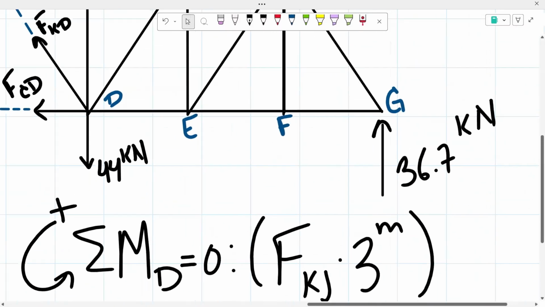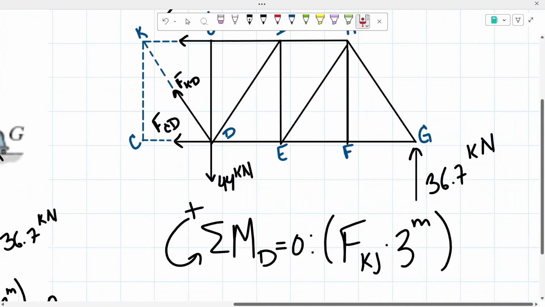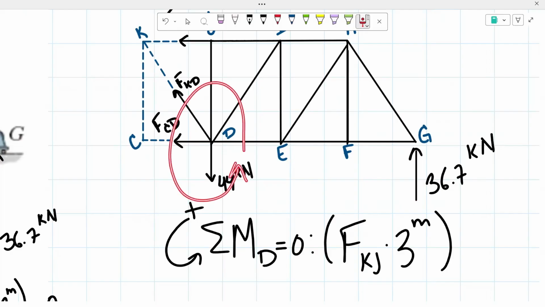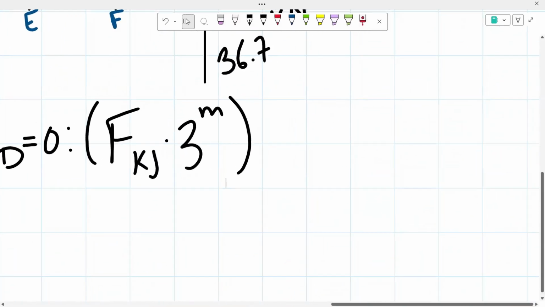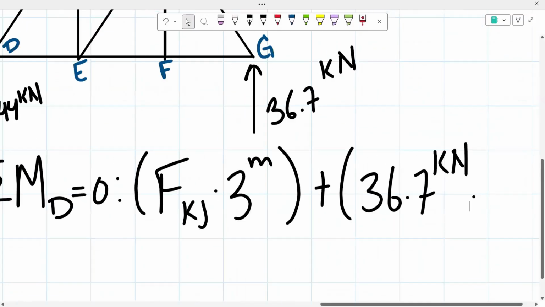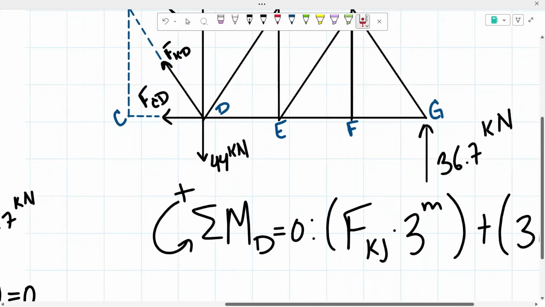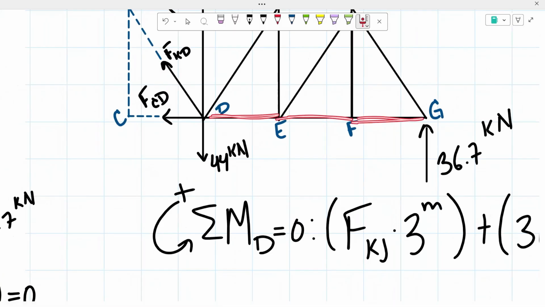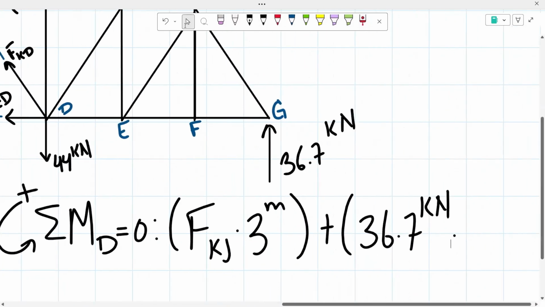And then from there, we have our reaction. This reaction will also be creating a positive moment since it is going upwards and to the right of the point. You could see that it will also be creating a counterclockwise moment. So a positive moment with a force of 36.7 kilonewtons times the distance of, from here to here, each of these has a span of 2 meters, so a total distance of 6 meters.